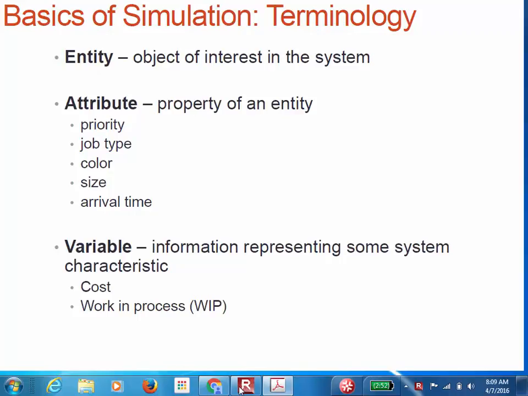So I always like to go over some of them just to review the difference between an entity, an attribute, and a variable. So at this point, you should know that an attribute is a property of an entity that never changes. A variable is something that's changing according to the performance of the system. And some examples are the working process and the cost, if you're interested in knowing the cost of doing something in your model.